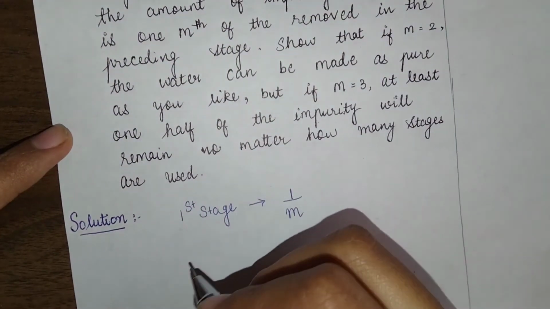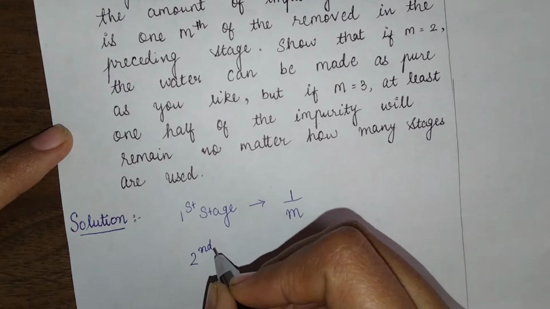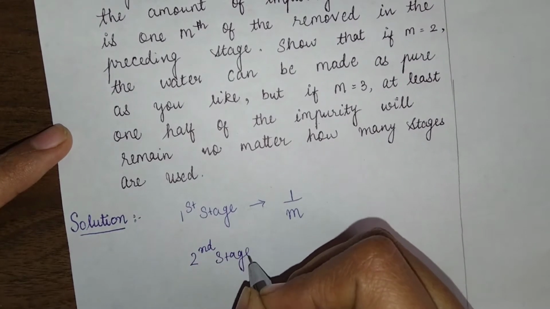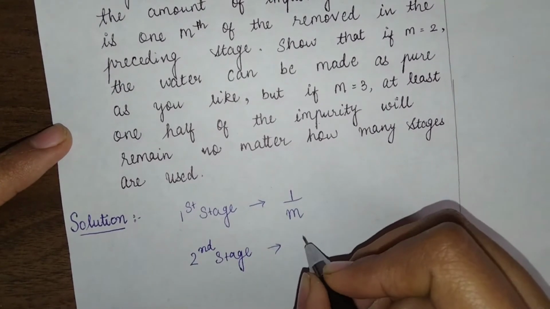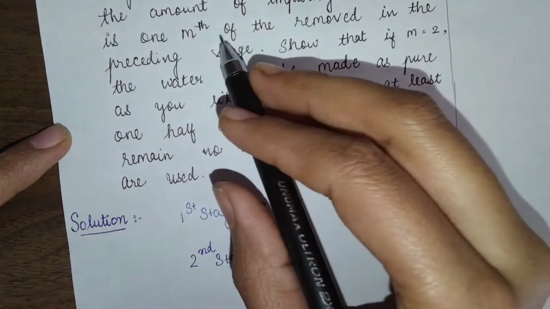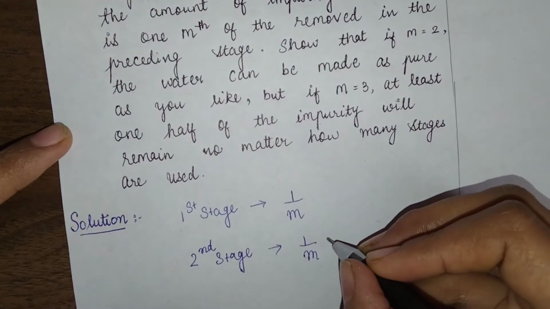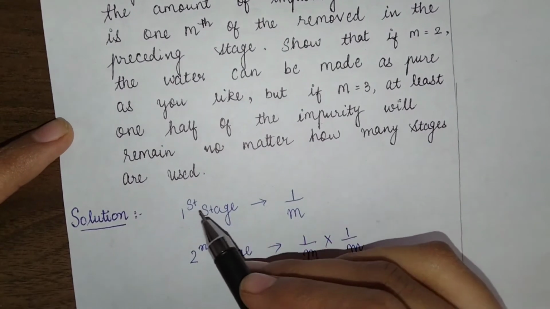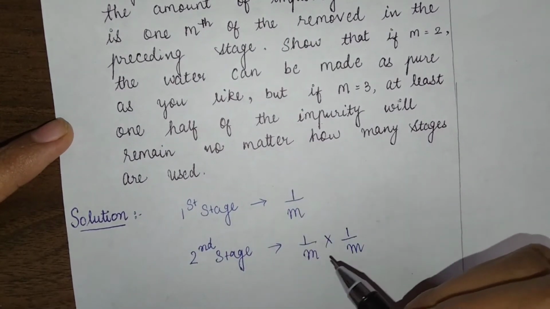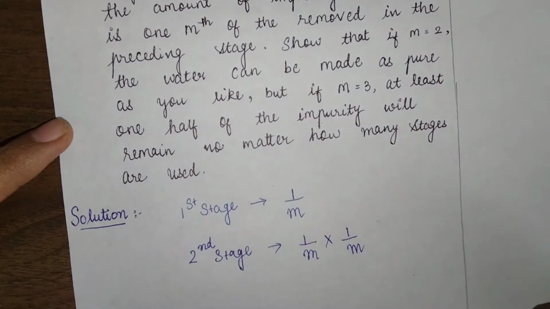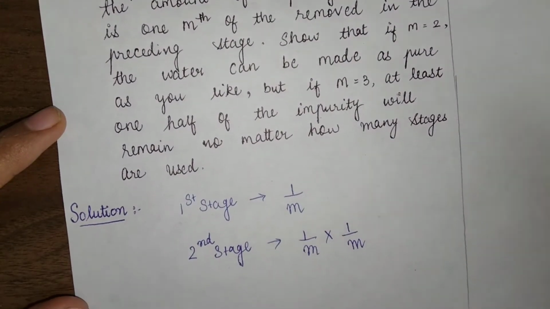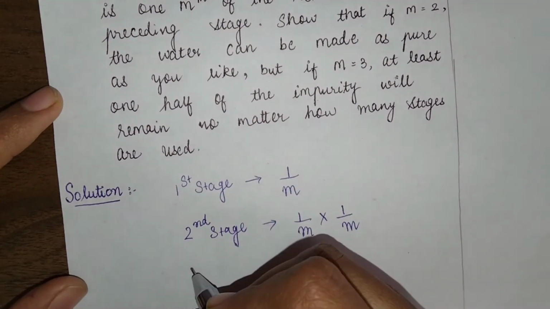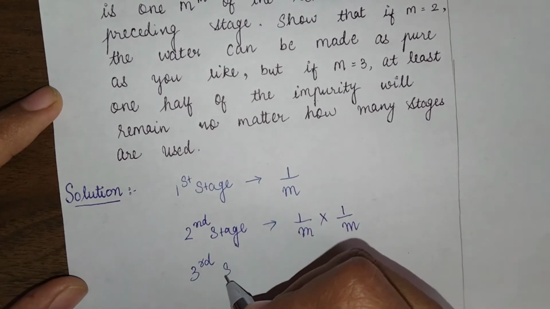In the second stage, 1/mth of the previous stage means 1 by m multiplied by the previous stage, which was the first stage, that is 1 by m, so 1 by m into 1 by m. Okay, now similarly.